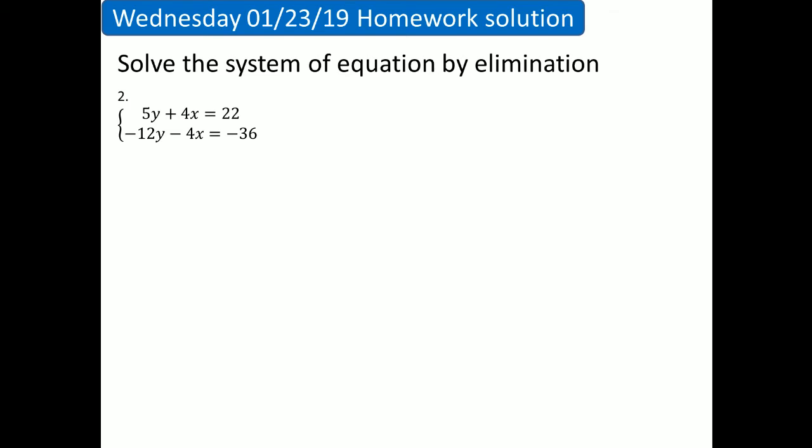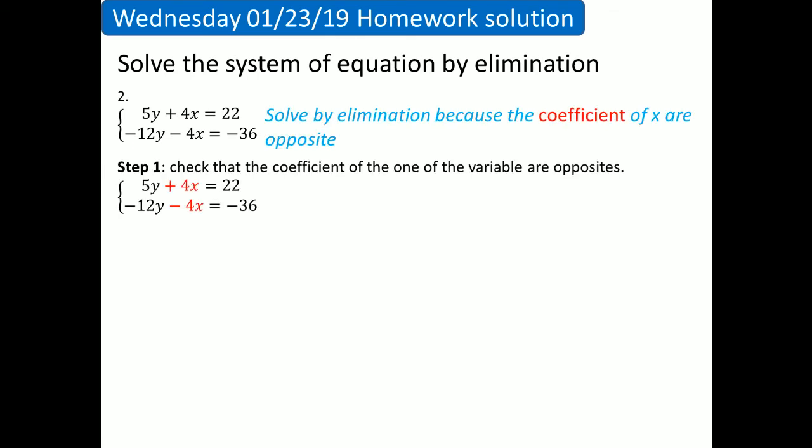Number 2, we're going to solve the system by elimination again. Here are my two equations for the system. I'm going to solve by elimination because the coefficients of x are opposites. Step 1. I check that the coefficient of one of the variables are opposites. Notice this is a plus 4, this is a minus 4 for the x. They are opposites. Therefore, I can eliminate them. So step 2. I'm going to add the two equations together and one variable should disappear.